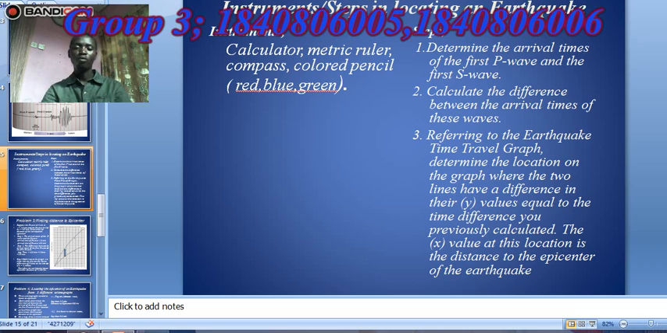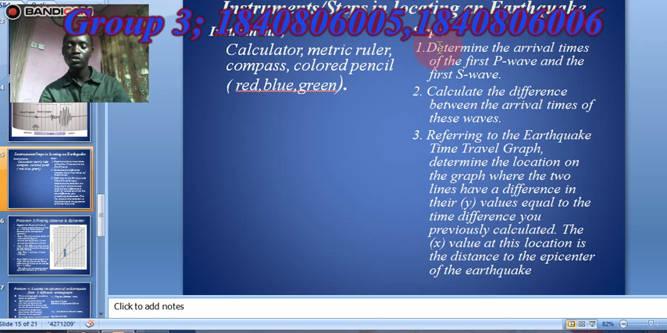So coming to the instruments and the steps in locating an earthquake, we need a calculator, a metric ruler, a compass, and colored pencils, mostly the primary colors, red, blue and green. We are going to be talking about how to make use of all these instruments. So here are the steps to be taken in order to get the epicenter of an earthquake.